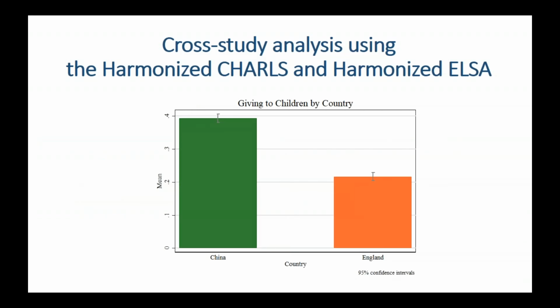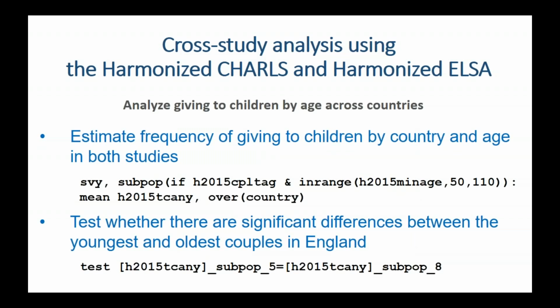All right, so we estimated this just for anyone 50 and over in our two samples. But as we wrap up, let's look at whether there's a different age pattern in different countries. So we're going to use exactly the same command here, with subpop, over country, and over our age categories here.